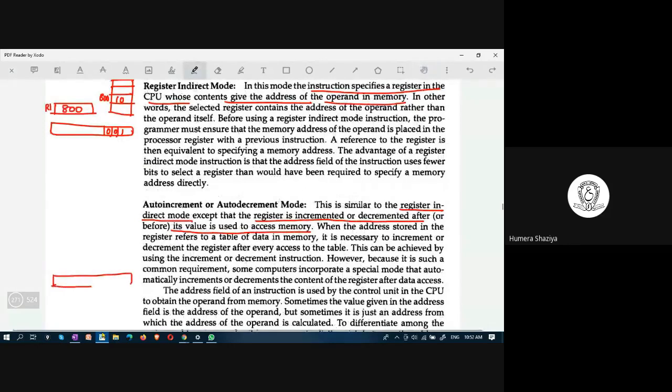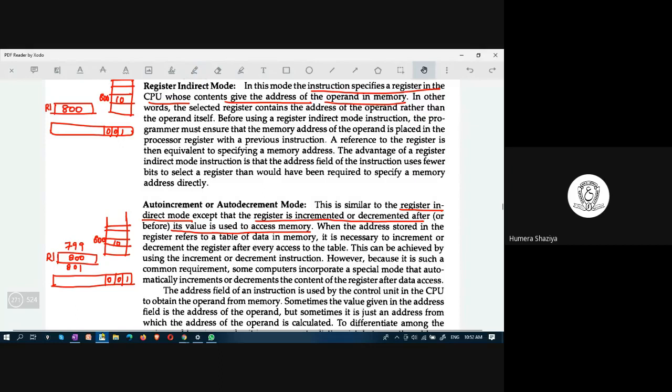There is an instruction. In the instruction, you specify the register bits. In the register, you have the address of the memory. In memory, you have the operand. Consider this 800. Here you have the operand. After or before you access this value, this register's contents are by default incremented or decremented. In increment mode, this 800 would become 801. In decrement mode, 800 would become 799.